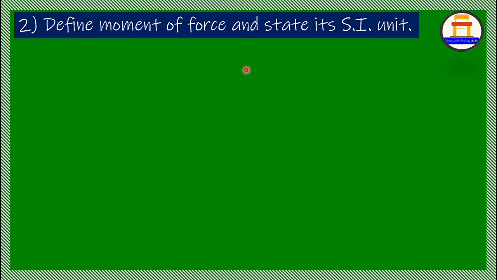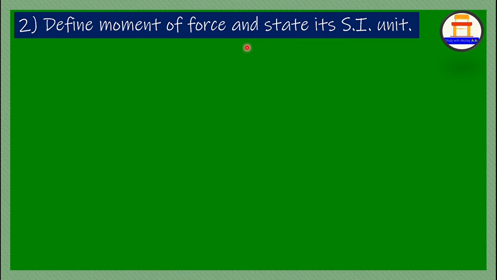Moving ahead further, define moment of force and state its SI unit. I had told you this question might come when I was explaining the concept of moment of force. If you have not watched that, go back again to the playlist, watch that, and then come back to this.